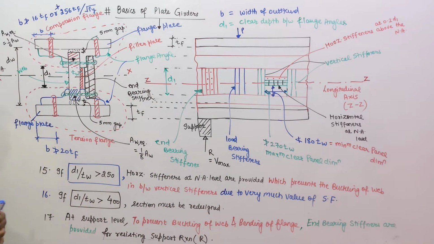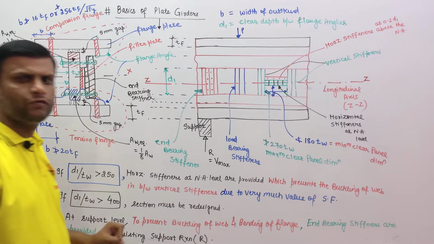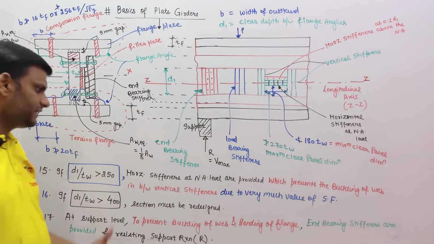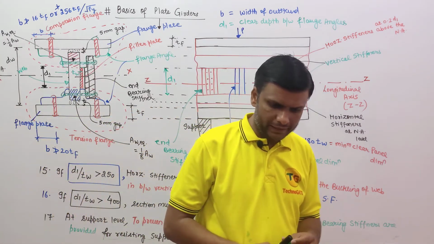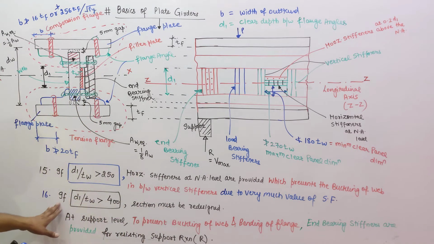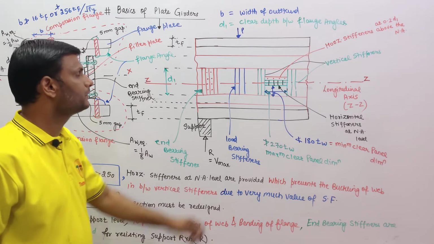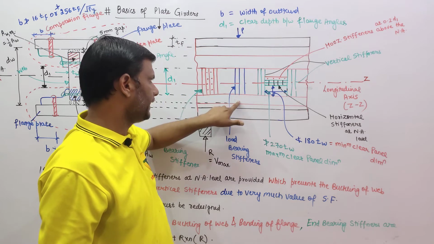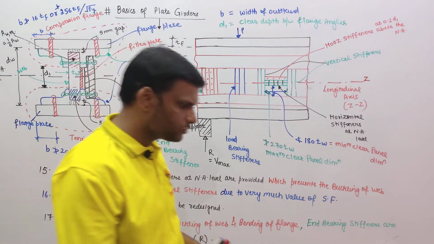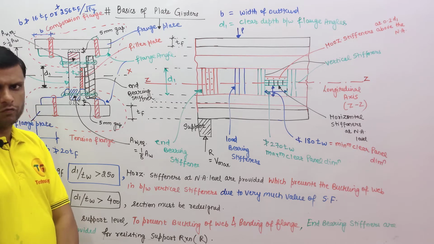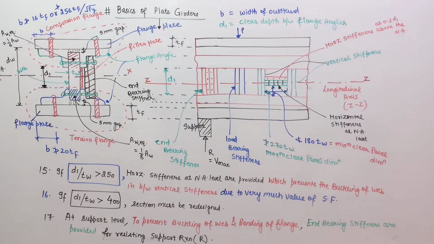Okay. So if I am concluding about these 3 points, if d1 by tw more than 250, then we have to provide the horizontal stiffeners at neutral axis level, which prevents the buckling of web due to more value of the shear force in between the vertical stiffeners. If d1 by tw more than 400, sections must be redesigned. At support level to prevent the buckling of web and bending of the flange, the end bearing stiffeners are provided. Under the concentrated load to prevent the buckling of web, load bearing stiffeners are provided, that are also a type of vertical stiffener. Please note it down very fast. Okay.